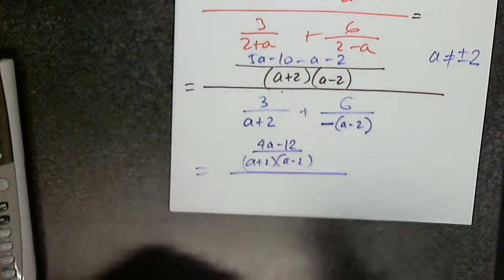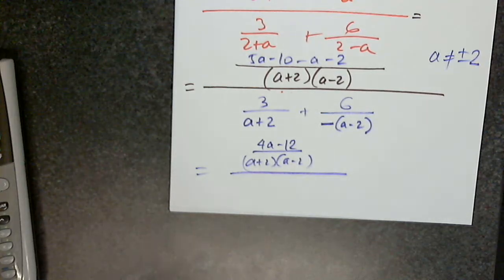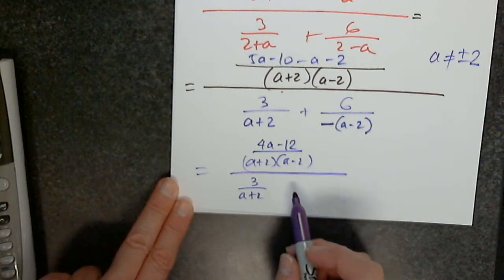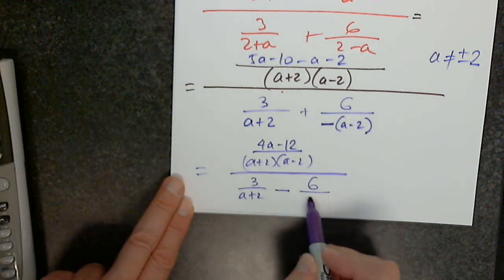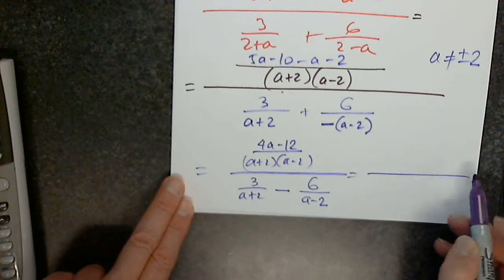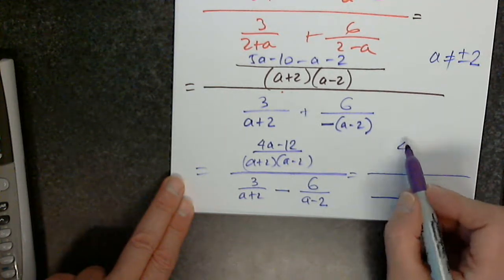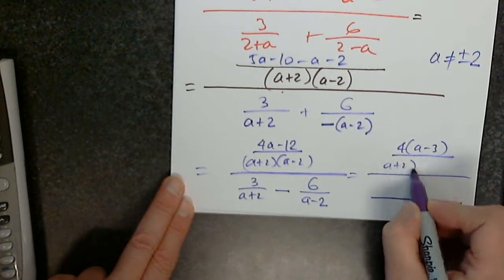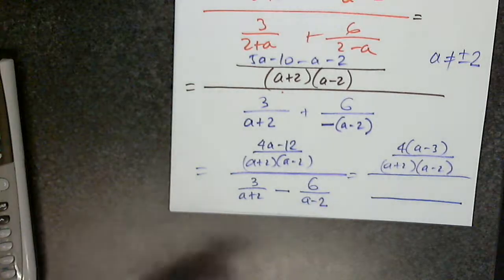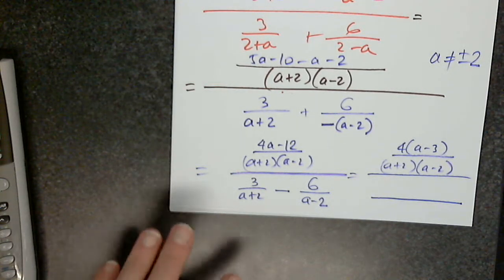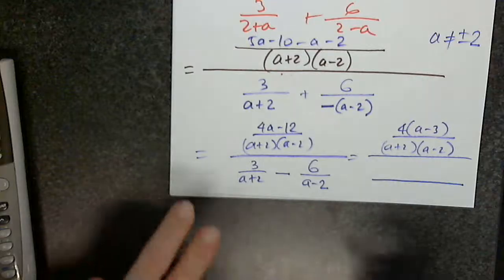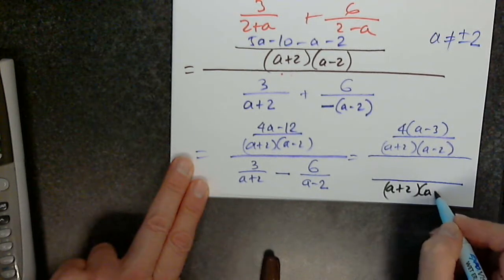But I have one more step to write for the denominator. What is that? It's 3 over a plus 2, but then minus 6 over a minus 2. And only now I can find the LCD. And I will factor out the top 4. So a minus 3, a plus 2, a minus 2. Now I can find the LCD for the denominator, which is, right, indeed, a plus 2, a minus 2.